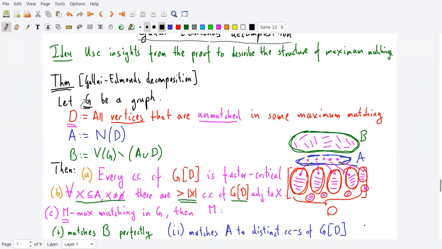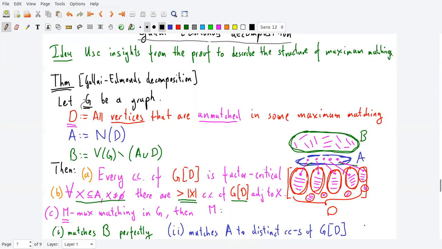The definition of D is as follows. Let's look at all possible maximum matchings in the graph, and let's look at those vertices that can be left unmatched in some maximum matching. So a vertex is in D if I can find a maximum matching that leaves it unmatched. It's not that they need to be unmatched in every maximum matching. They can be unmatched in some, but in others they can be matched.